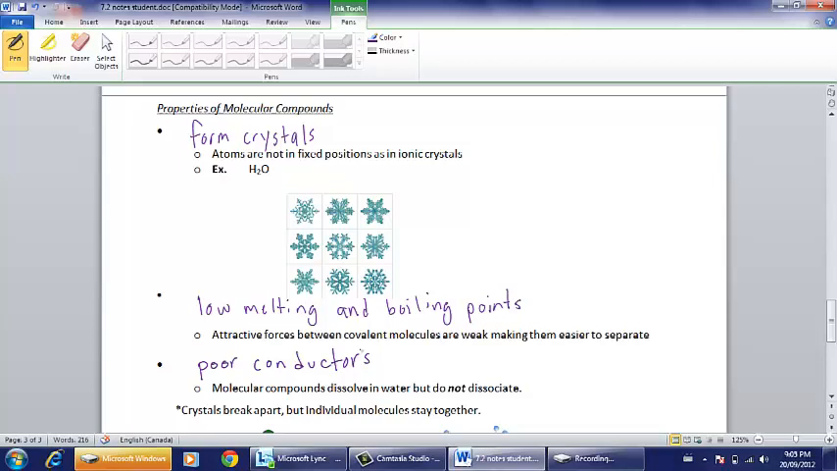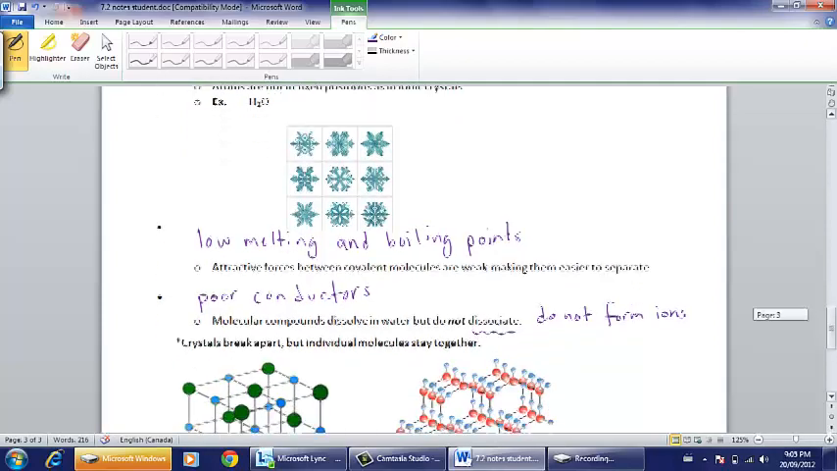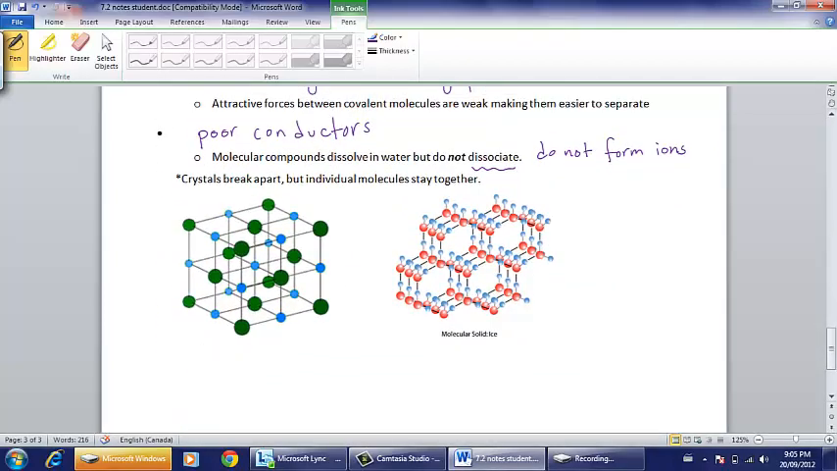Molecular compounds do dissolve, but they don't dissociate, so they don't form ions. So we'll write that here. They dissolve, but they do not form ions. And that's the end of today's lesson.